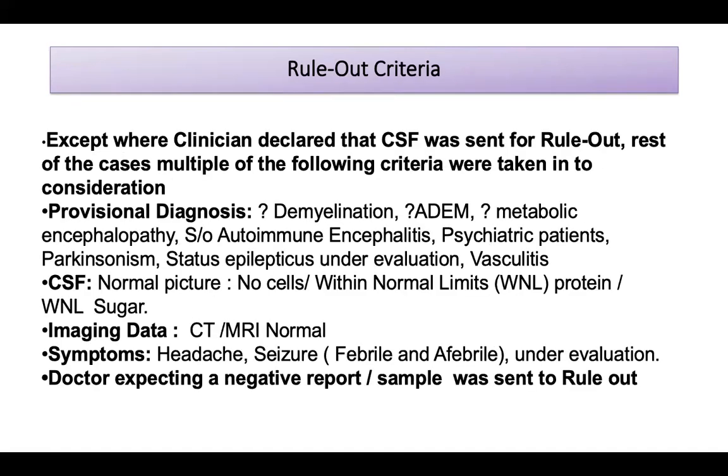Now, the rule-out is where the clinician said I sent it to rule out, or he has put diagnoses such as demyelination disorders, metabolic encephalopathy, autoimmune encephalopathy, and psychiatric patients, in order to rule out some organic causes, Parkinsonism, status epilepticus under evaluation, vasculitis. And in all these cases, there has to be a normal CSF picture and normal imaging data. Then we called it rule-out.